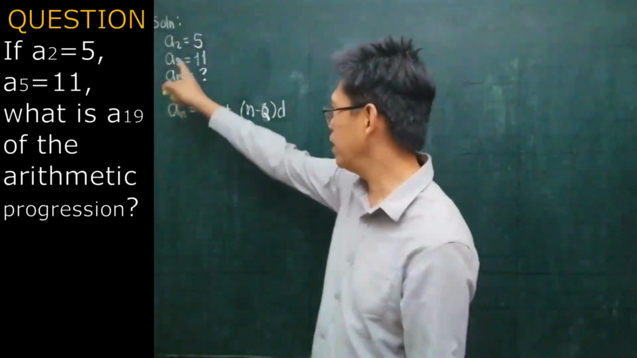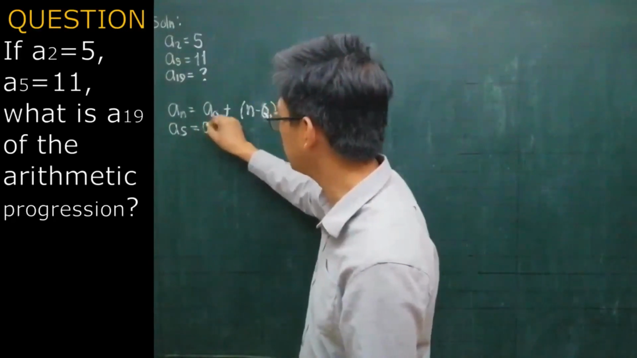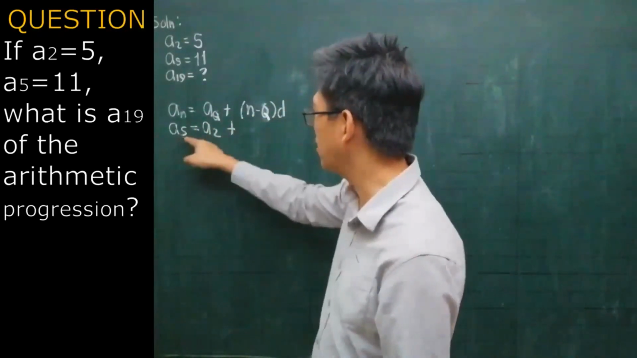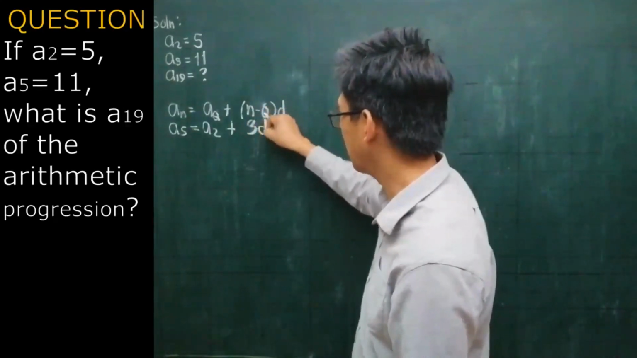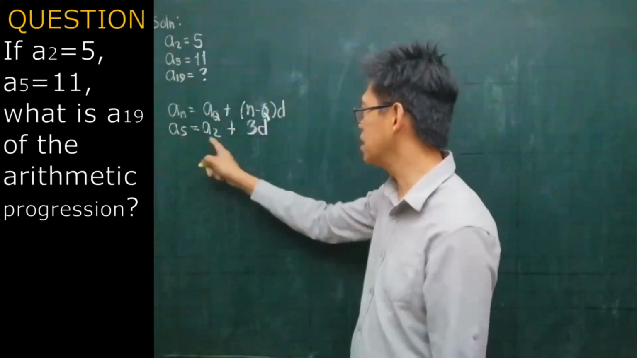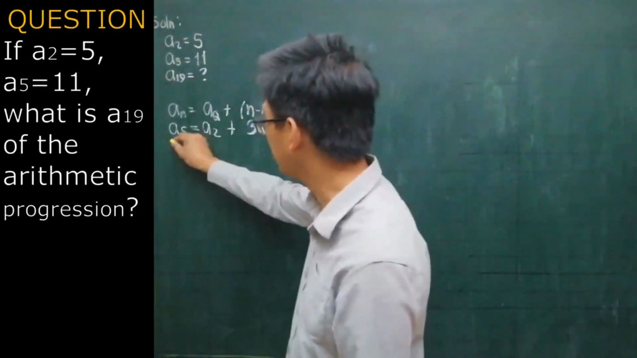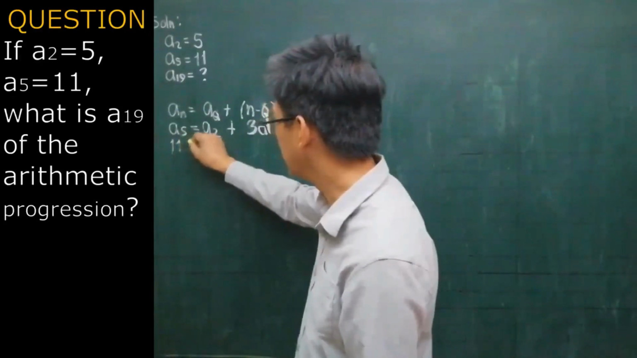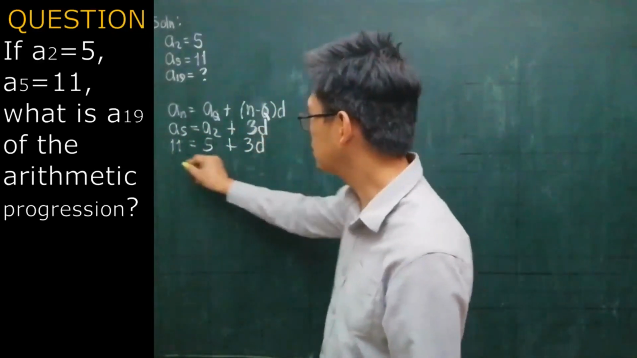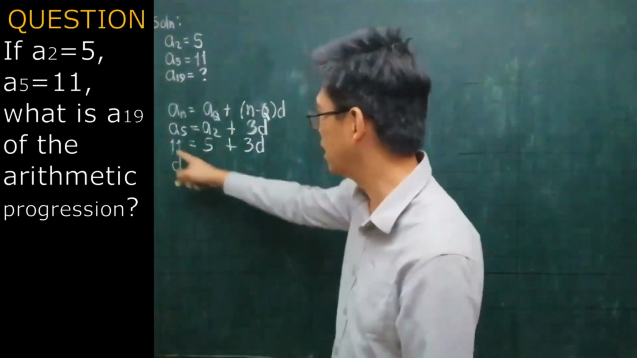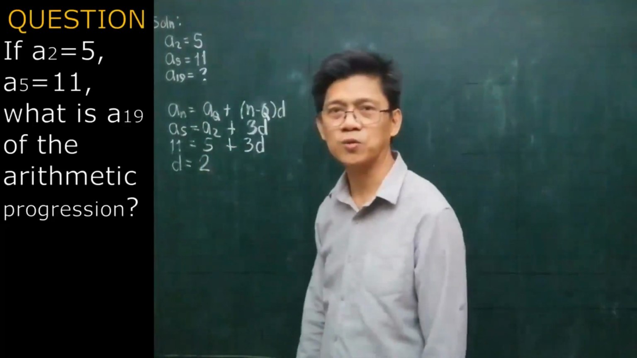So, we know A5 and A2. If this is A5, this is A2, this would be 5 minus 2, 3 times d. Knowing this and this, it will give you your d. So, therefore, we have here A5 is 11, A2 is 5, plus 3d. Solving our d, 11 minus 5, 6 over 3, d is 2.